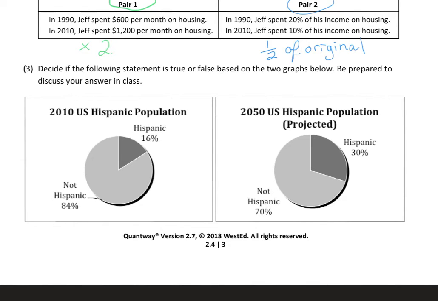Well, if the population of Hispanics increases at a faster rate than the population of the non-Hispanics, then both populations would increase. But as a percentage of the whole, the Hispanic population would be a larger percentage of the whole because their population increased faster than the non-Hispanic population. So be careful how you look at these things. Don't assume a graph is saying something when it may not really be saying that.